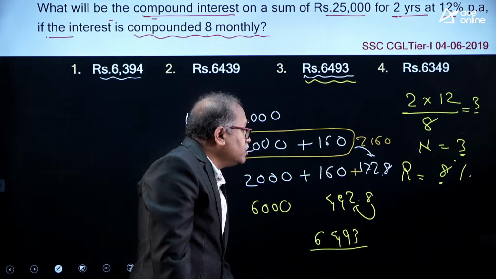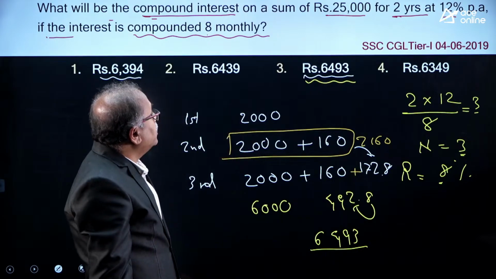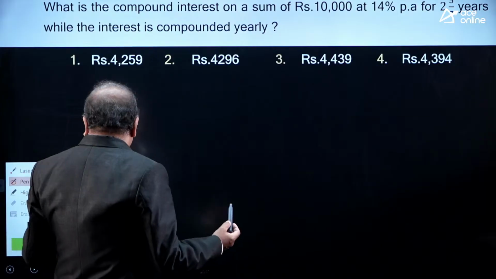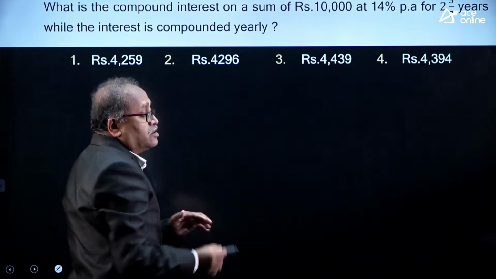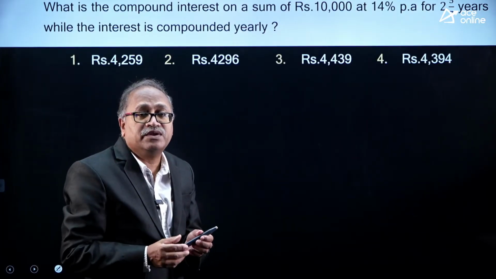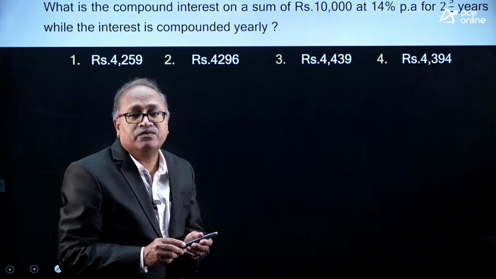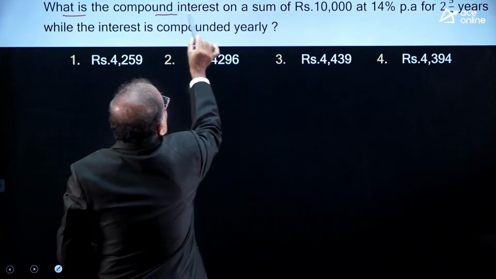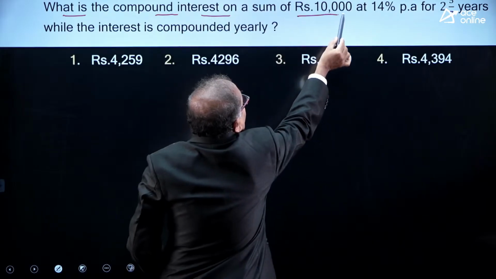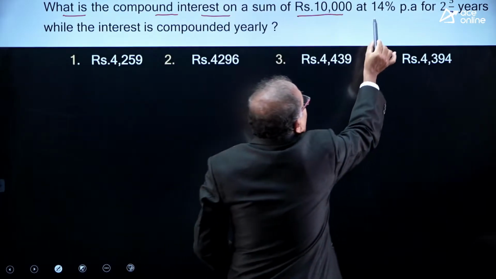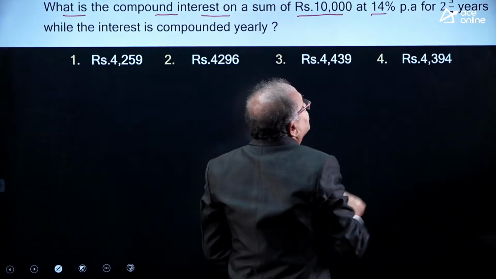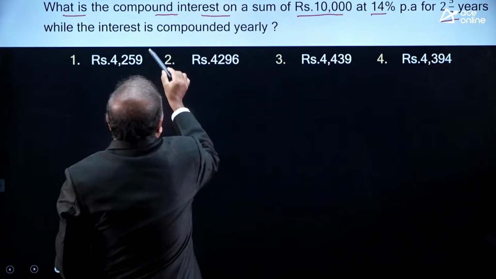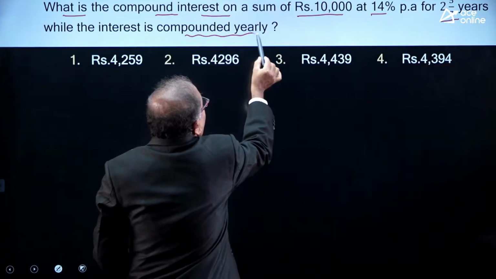I am moving on to the next question, and the next question is this. Come and practice with me. That is the only thing I am expecting. Your understanding of different questions will increase, your calculation speed will increase. That is more important. What is the compound interest on a sum of rupees 10,000 at 14% per annum for 2 5/7 years, while interest is compounded yearly?